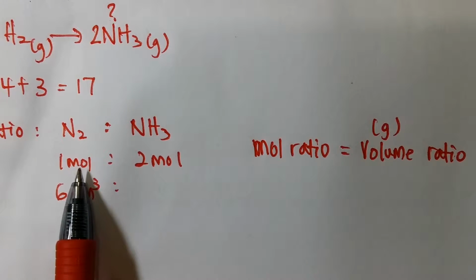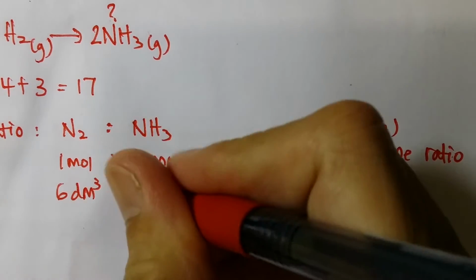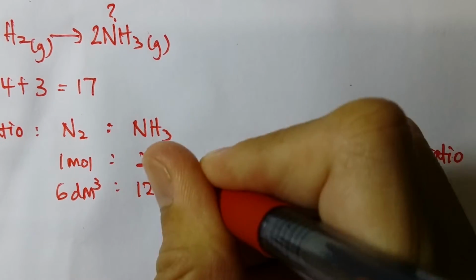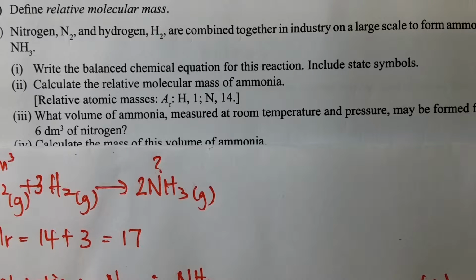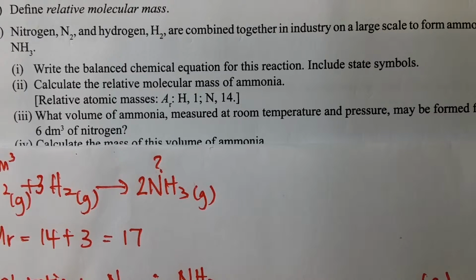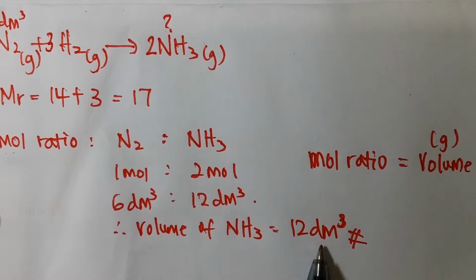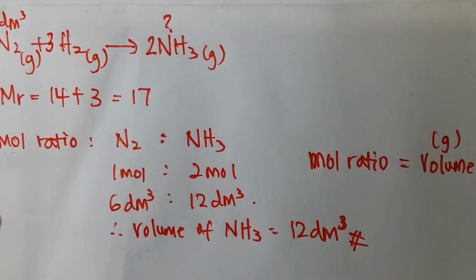It means that if the mole ratio is 1:2, the volume ratio should also be 1:2. So this one would be 1:2, 6 would be to 12 dm cube. So therefore, volume of NH3 is 12 dm cube. Mole ratio equals volume ratio, 1:2, 6:12.